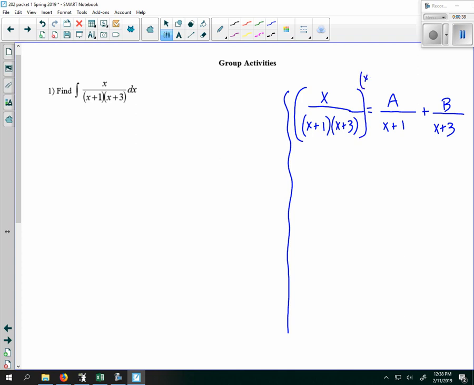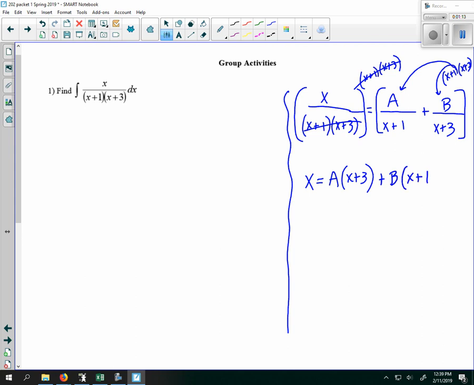Multiply this by (x plus 1)(x plus 3), and multiply this side by (x plus 1)(x plus 3). On the left, the denominator cancels, and I just get x. On the right, when I distribute (x plus 1)(x plus 3) to the a fraction, the x plus 1's cancel, so I have a times (x plus 3). When I distribute the common denominator to the b fraction, the x plus 3's cancel, and I have b times (x plus 1).